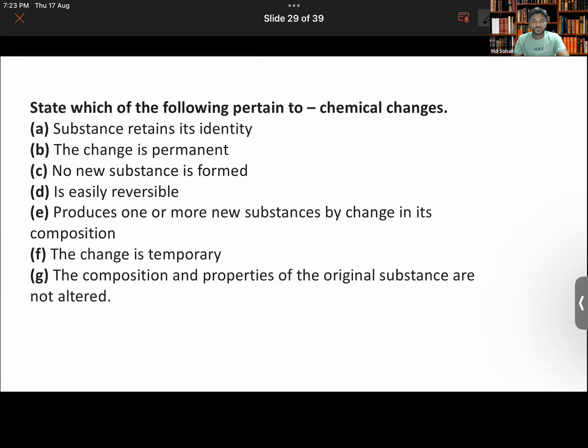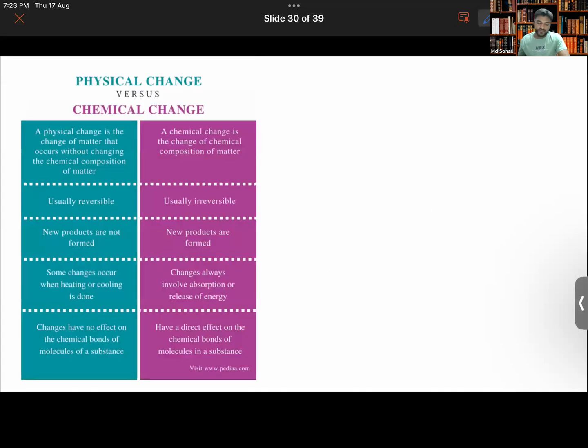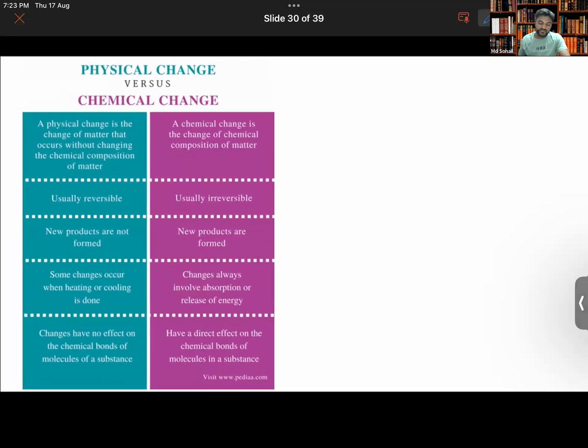Look at the options. I think E is the answer. Produces one or more new substances by change in its composition. Exactly, that is the answer. Right, the rest, all the options, they pertain to physical change. Yes. Okay, so now we can conclude the difference between the two.